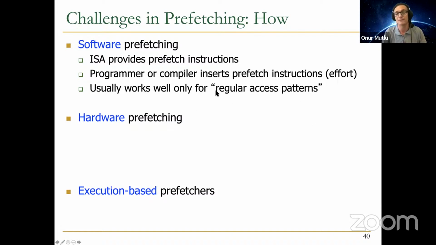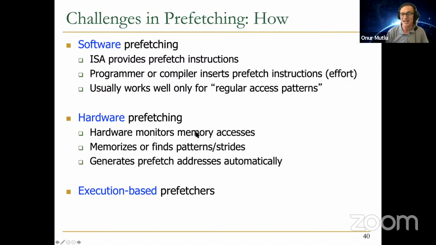So usually this works well for regular access patterns like array accesses, as we discussed in vector processing, SIMD processing, right? But it's much harder to make it work well for irregular access patterns like linked data structures, for example, or graph traversals where you don't have a regular access pattern. So for random access patterns, you can forget about this sort of prefetching, and maybe you can forget about prefetching at all, except execution-based prefetching can be very helpful for random access patterns because you're actually executing the program, as we will see.